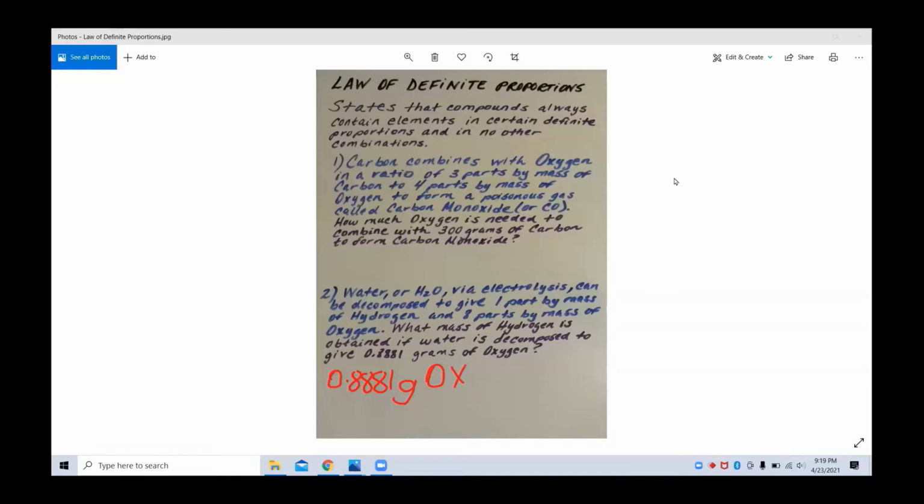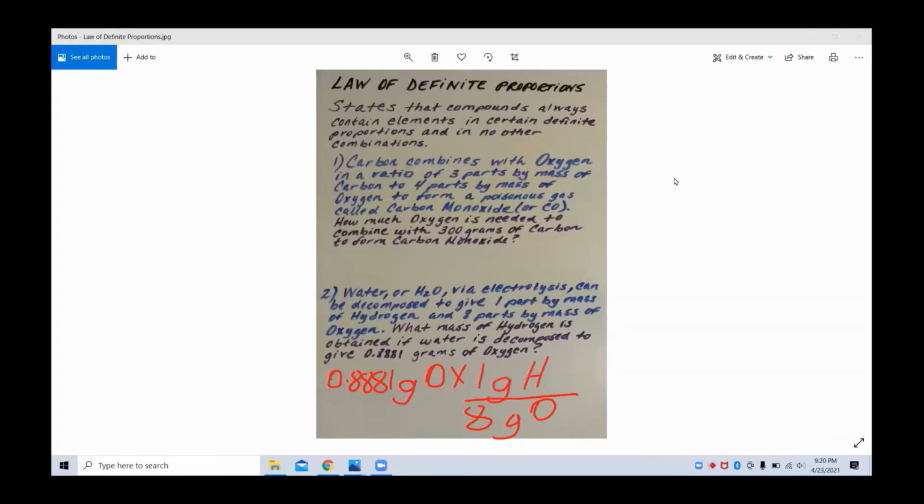Now, the 0.8881 grams of oxygen is in the numerator. So in order to cancel out the grams of oxygen, because you need to determine the mass of hydrogen, because that's what you need to come up with, hydrogen, you're going to put the 8 grams of oxygen on the bottom. And on the top, you're going to put the 1 gram of hydrogen.